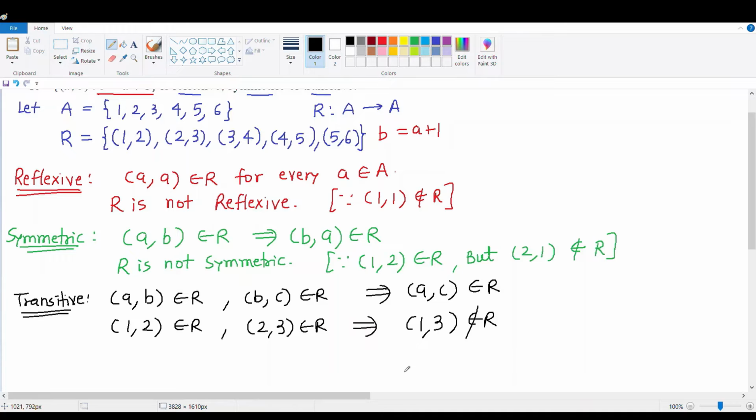So this does not belong to R, and since it does not belong to R, R is not transitive. Why? Because we can see (1, 2) in R. We can see (2, 3) in R. Both have 2 in common. So we must have (1, 3) in this R. But we don't have that element in here. So because it's not there, we can say that R is not transitive.